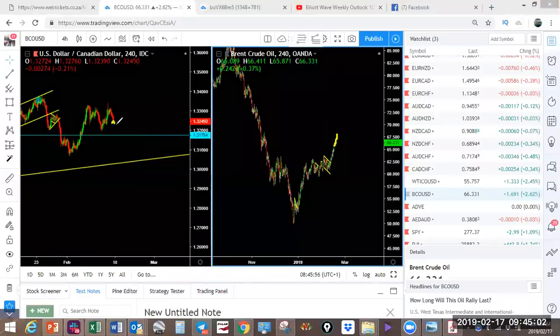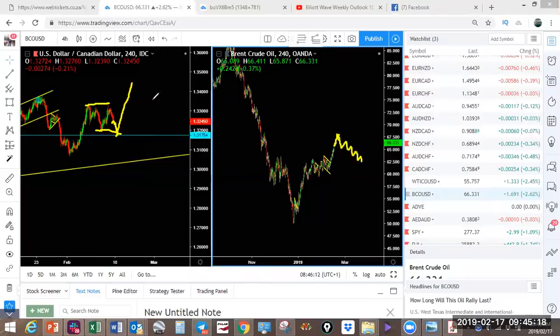So expect this one to come here and at least break this low. That will be this structure. So if that happens, then you will expect US dollar CAD to get some strength. This one will need to correct somehow.